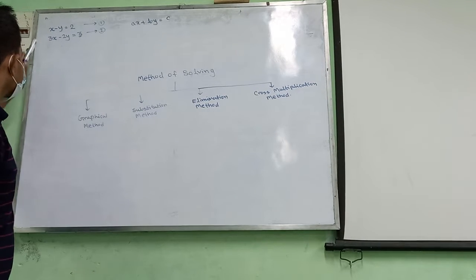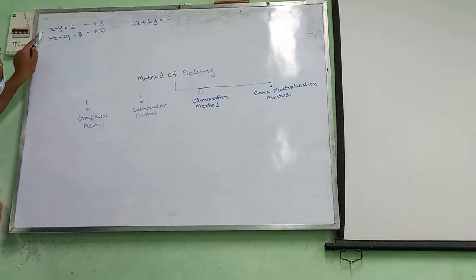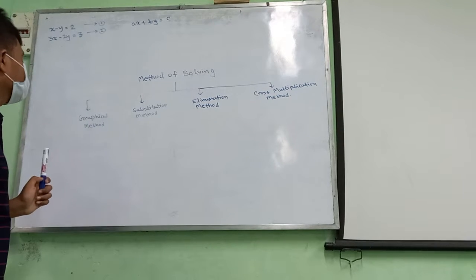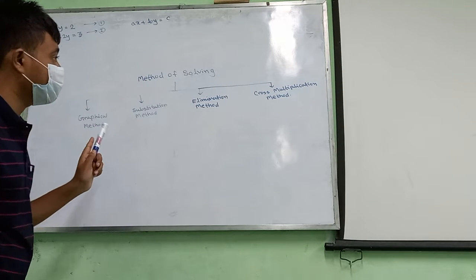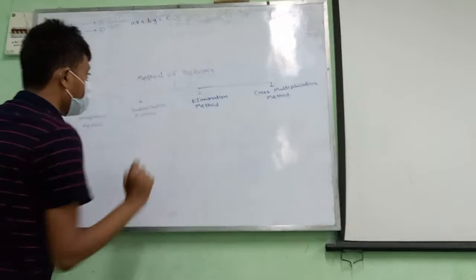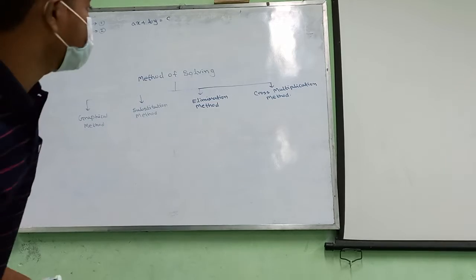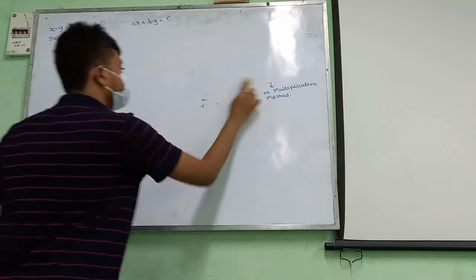So how can we solve both of these linear equations simultaneously and find the value of x and y for both equations? There are four methods: graphical method, substitution method, elimination, and cross multiplication. The last three methods are known as algebraic methods, and today we are going to discuss these three methods. So let's start with the substitution method.